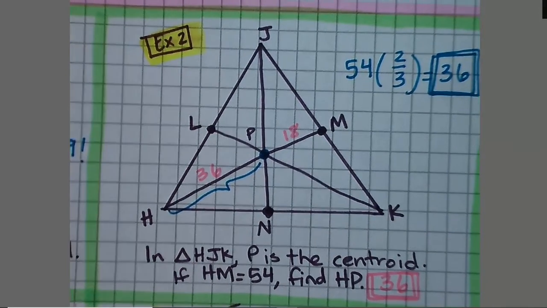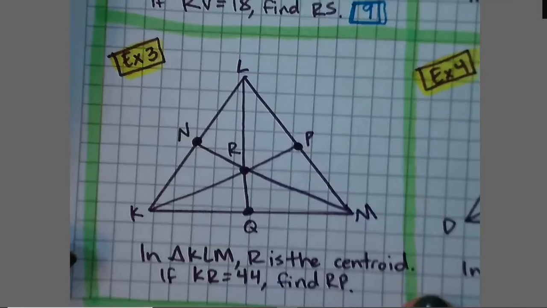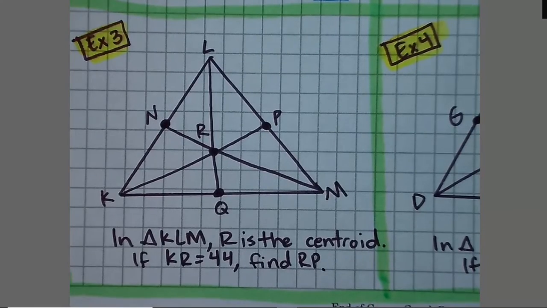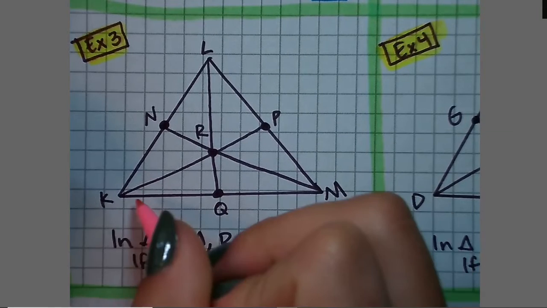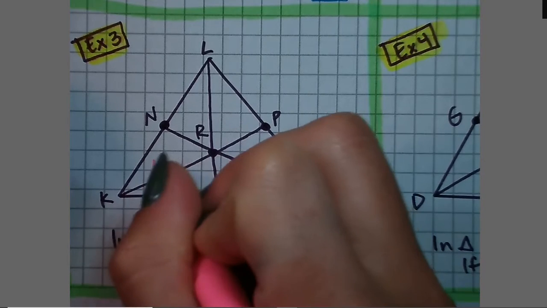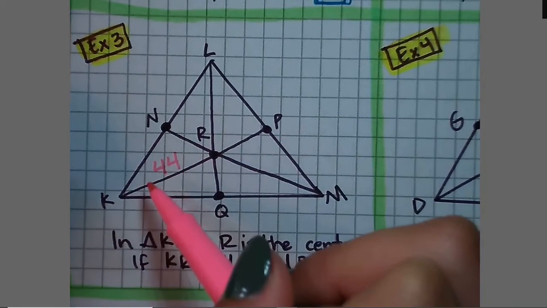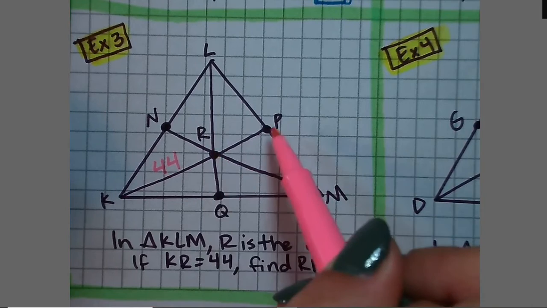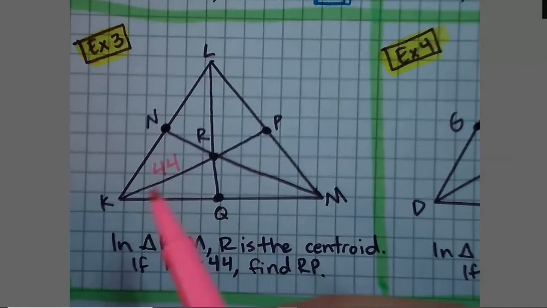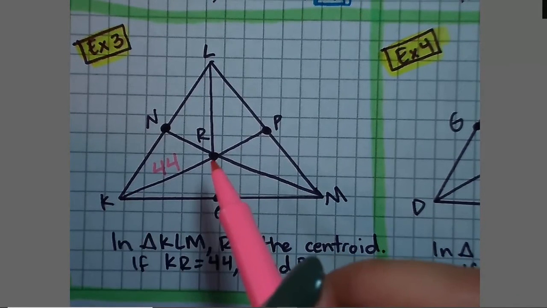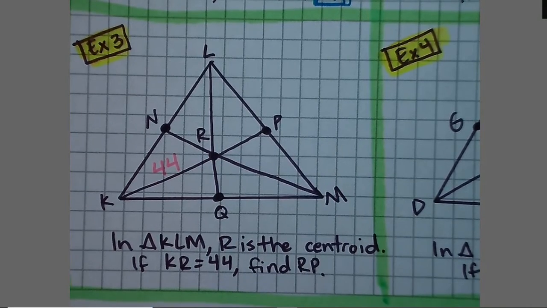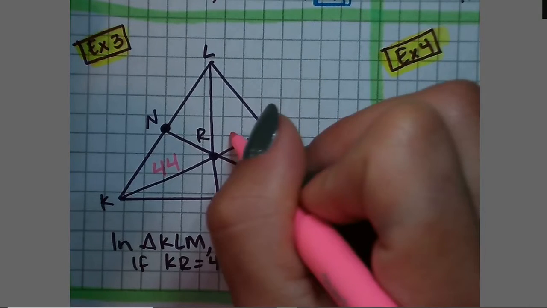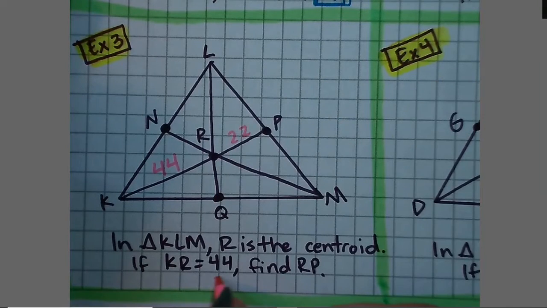Let's work another example. In KLM, R is a centroid. If KR equals 44, then find RP. So we're looking at KR right here is 44. So we're looking at the longer segment and we're asking ourselves what is the measurement of the shorter one. So the relationship here is that this is going to be double the shorter segment. So if this is 44, then RP must be half of 44. Okay, so it's going to be 22.